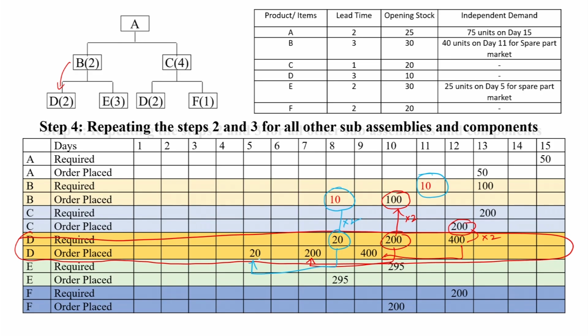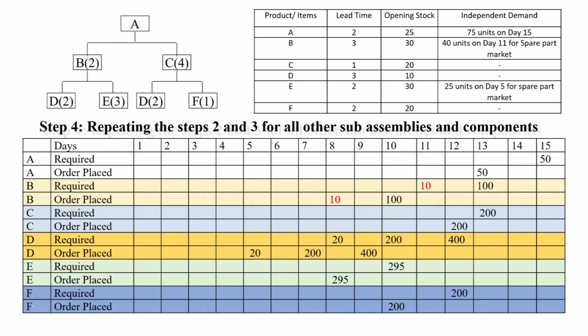So, item number D is procured for 3 different requirements. One is for B, another is for C, and in B also there are 2 requirements. One is for A, another is for spare parts. Okay. So, D requirements are coming at 3 places. You are placing the order here, here and here.